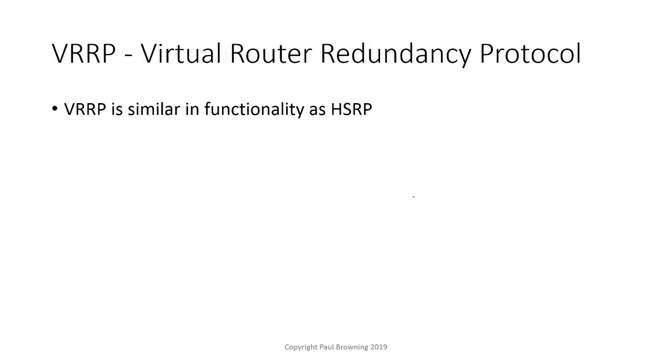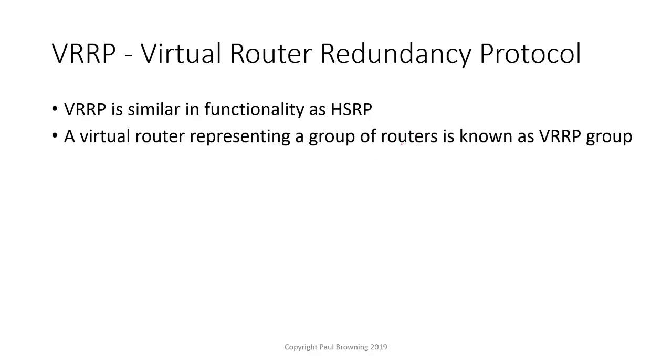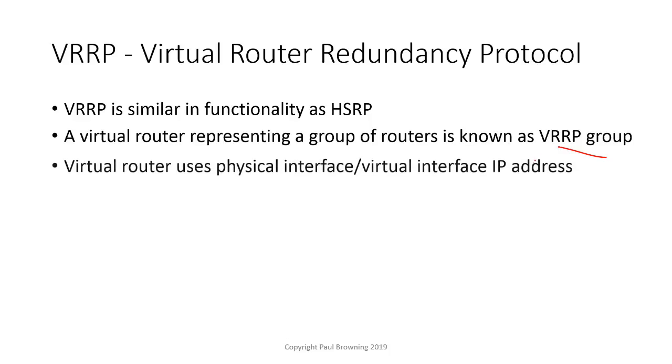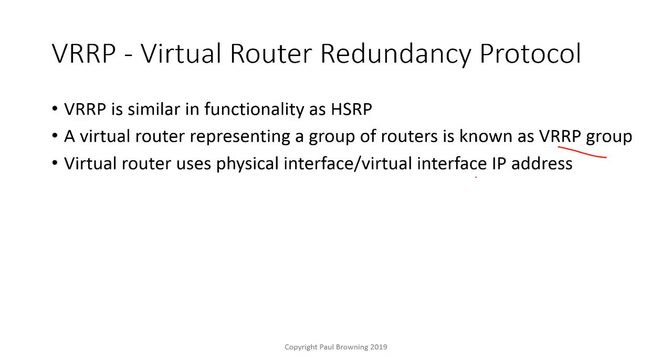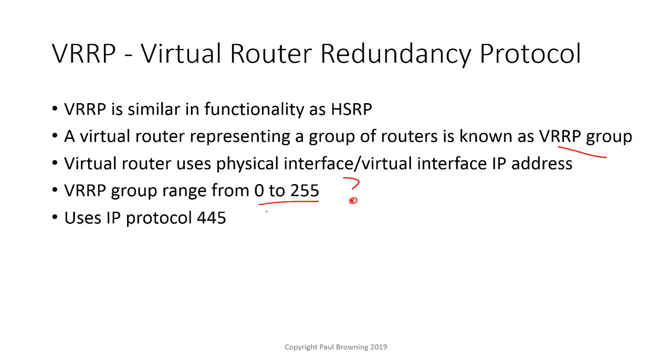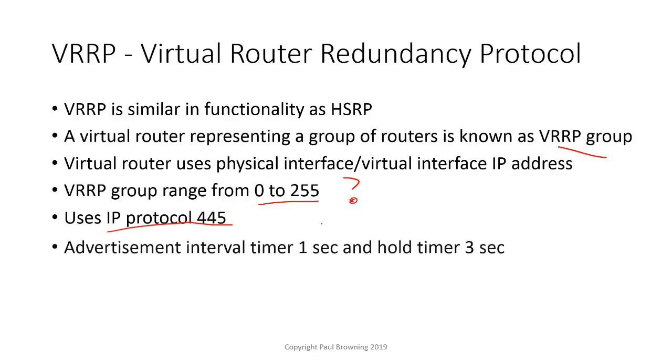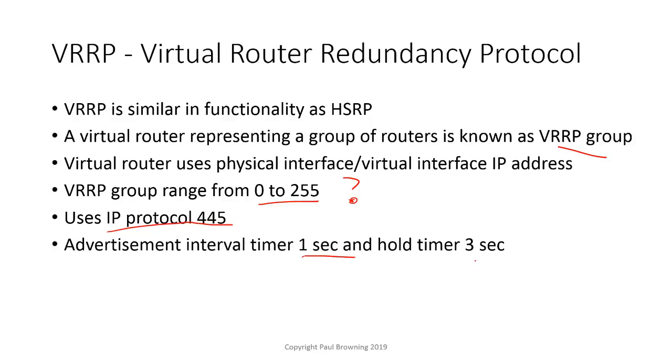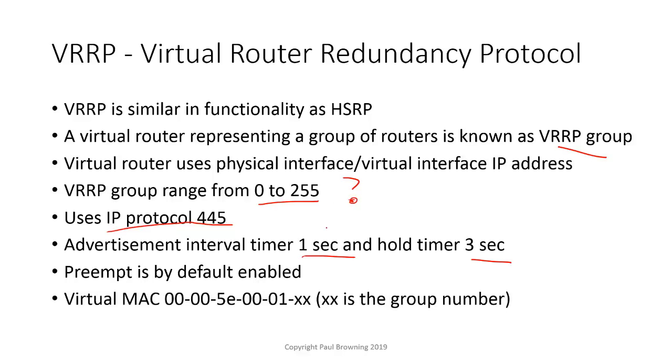VRRP, similar function as HSRP. It's a virtual router representing a group of routers, and the terminology is VRRP group. It uses the physical interface with a virtual interface IP address. Your group range numbers, check when you hit the question mark if you configure this, will be from 0 to 255. Now this uses IP protocol 112. And here are your timers, so make sure you take a note of the timers and compare them to the other standby protocols.